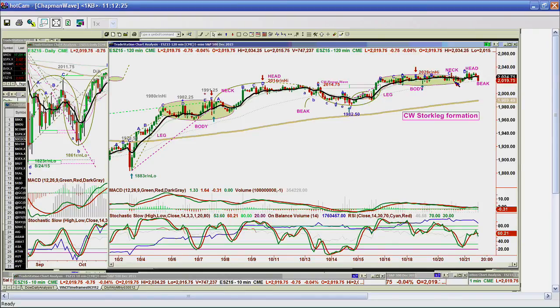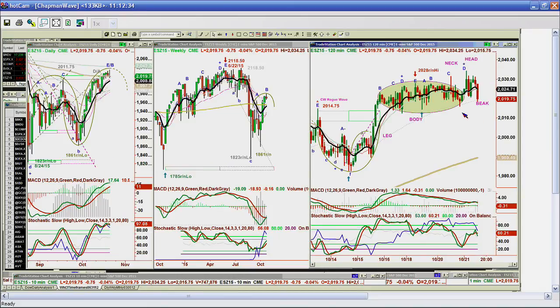One of the reasons why is because you form this oval pattern. Let me go here, make it a little bit tighter. You can see right there. This is the 120-minute chart. Oval pattern: spikes up once, pulls back, and then has another spike today for the neck, the head, and now we're forming the beak. And this is a very critical moment.